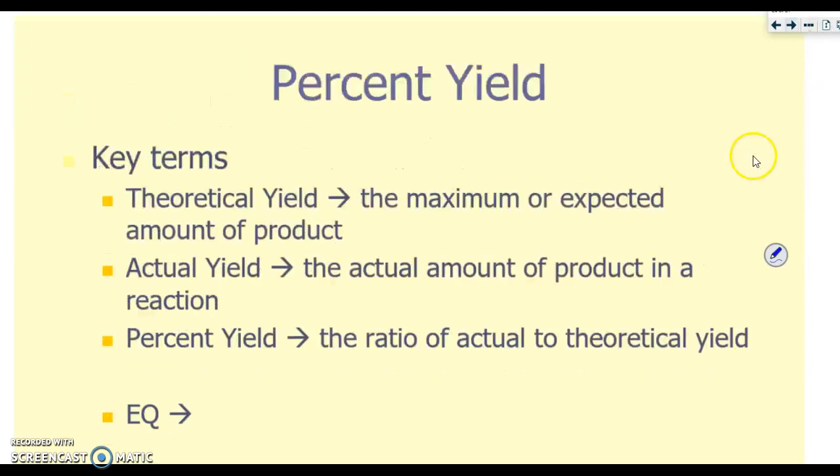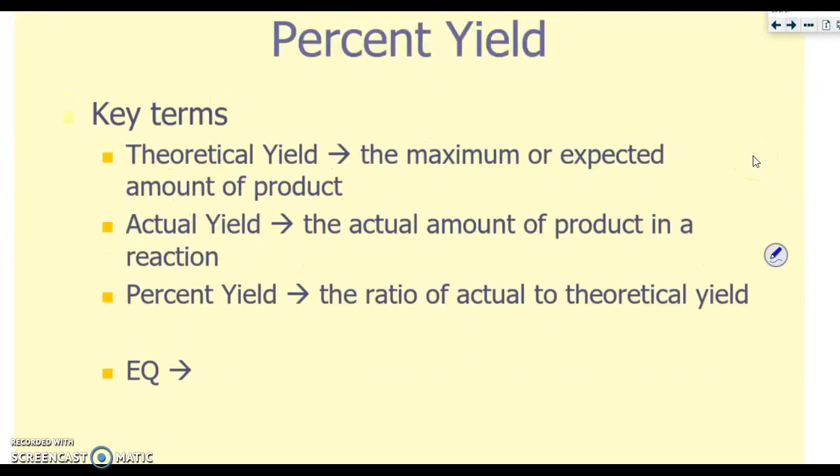The last part of the chapter is on percent yield. There's a couple of key terms that are important here. Theoretical yield, which is the maximum or expected amount of product. This is what you actually calculate with math. The actual yield, which is the actual amount of product in a reaction. This is going to be given in a problem. And then percent yield is the ratio of the two.